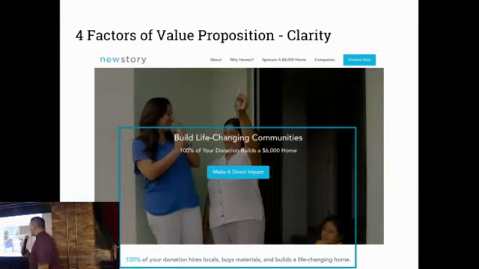And then this is a good example of clarity. So this is a really cool charity in the States called News Story. They also have a 100% model actually, but build life-changing communities. Your donation builds 100%, hires locals, buys materials, and builds. It's very clear that they build homes immediately, right? And that may seem obvious, but especially when we get into donation pages, if you look at your own or send it to a friend, it's not nearly as clear for the most part, like what you do clearly, right?